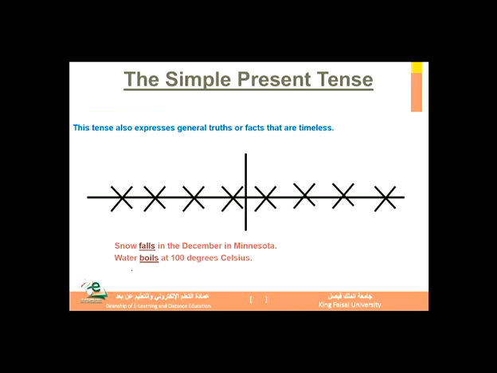فلما أتكلم عن حقيقة أبغى أصف حقيقة أستخدم simple present tense. نلاحظ بأن الwater مفرد غير معدود، لأن غير معدود نضيف للفعل s لأنه يعتبر مفرد. So water boils at 100 degrees Celsius. كذلك لما نقول snow falls أن الثلج يتساقط، ثلج طبعا غير معدود فبما أن غير معدود يعامل معاملة المفرد لذلك أضفنا للفعل S. So we said snow falls in December in Minnesota. This is a fact. هذه حقيقة.